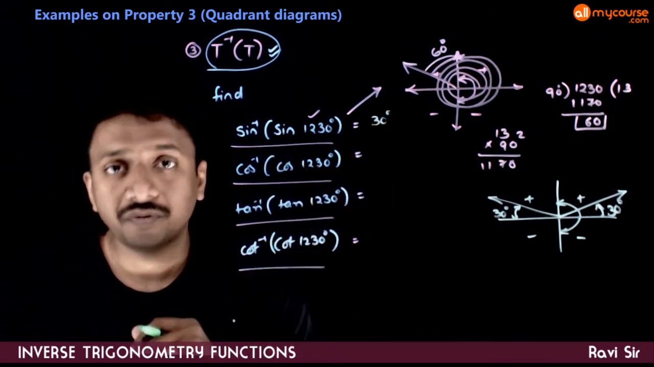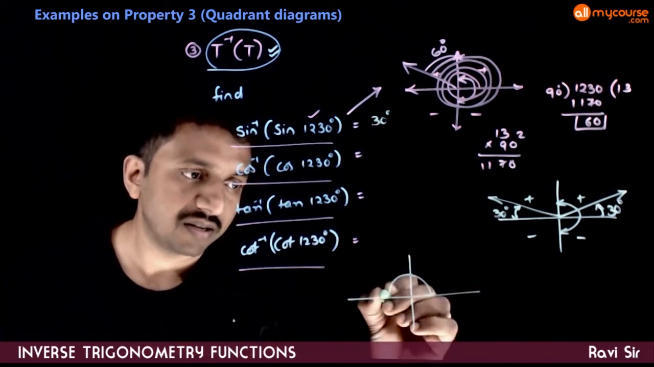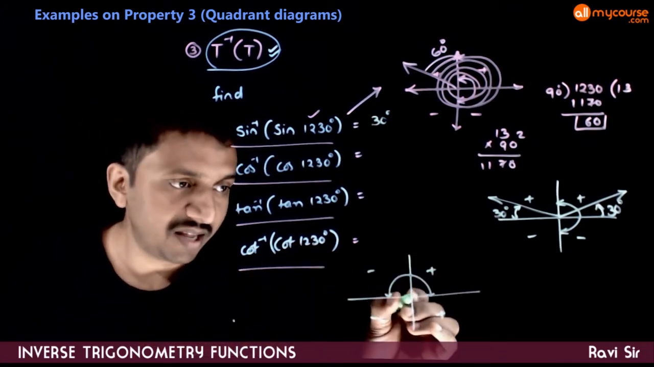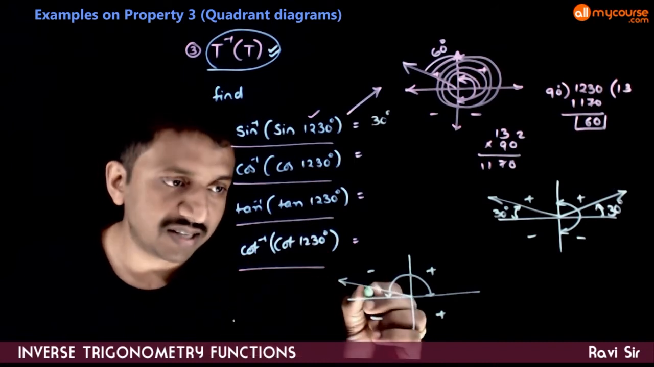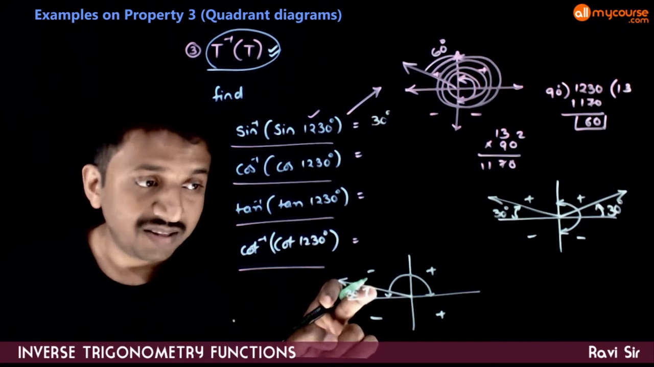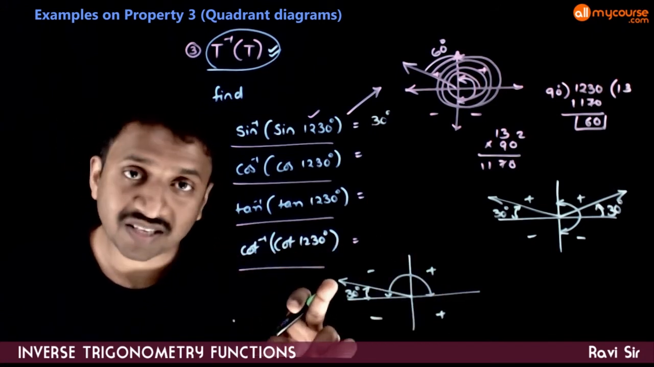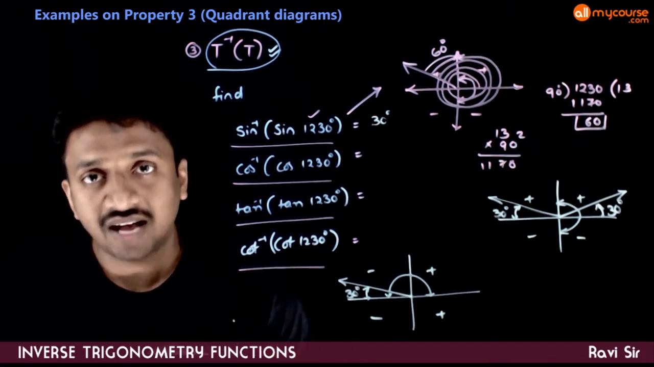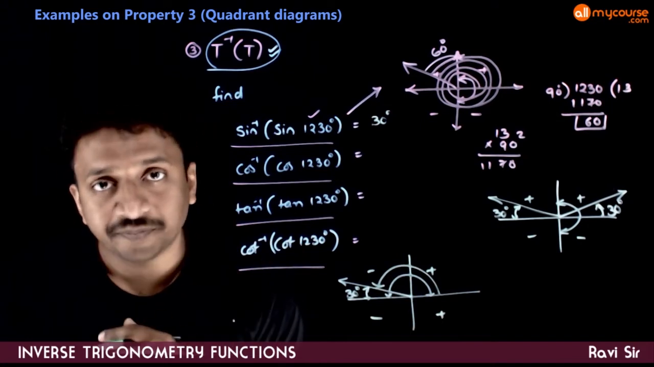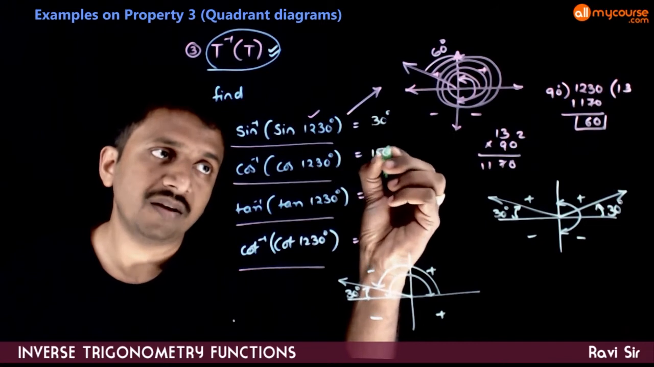Similarly, cos inverse of cos 1230. So corresponding to cos inverse, the diagram looks something like this. My ray is stopping here such that this angle is 30 degrees. Now this ray lies within the range of cos inverse. Hence, whatever is the standard angle corresponding to this ray is the answer. That means whatever is this angle is the answer. So if this is 30 degrees, obviously this angle is 150 degrees.